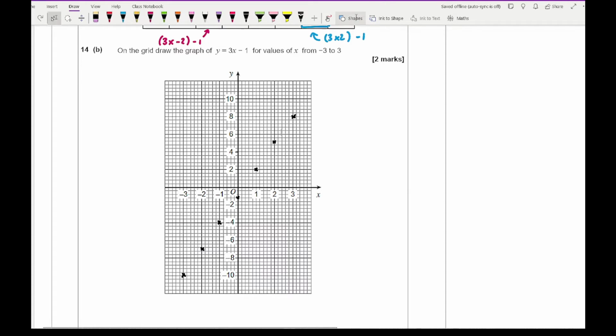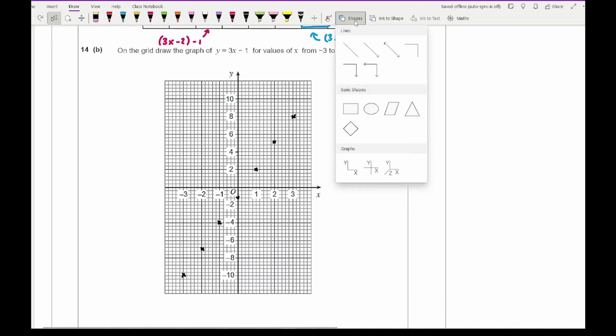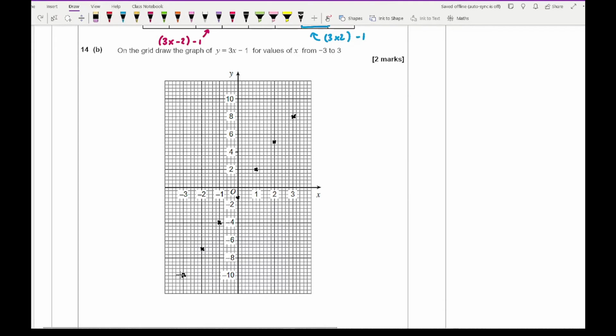Then all that's left is for us to join the points up with a straight line. So let's just use a different colour so it stands out a bit. Now, one thing I would recommend that you do is maybe not focus on the ones where it's in between, like the odd numbers of y, and just focus on the even numbers because they're just going to be a lot easier to plot. But you should have something that looks like this.